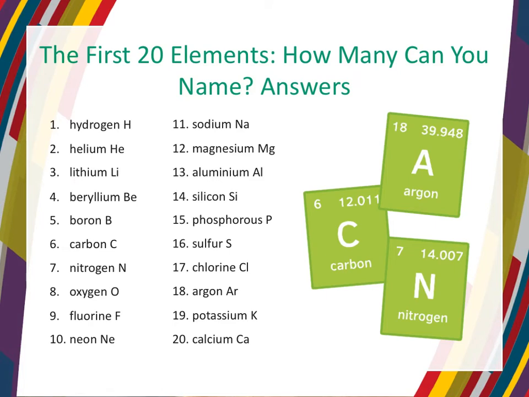There you go, here's the first 20. So yeah, we've got hydrogen, helium, lithium, beryllium, boron, carbon, nitrogen, oxygen, fluorine, neon, sodium, magnesium, aluminium, silicon, phosphorus, sulfur, chlorine, argon, potassium, and calcium.